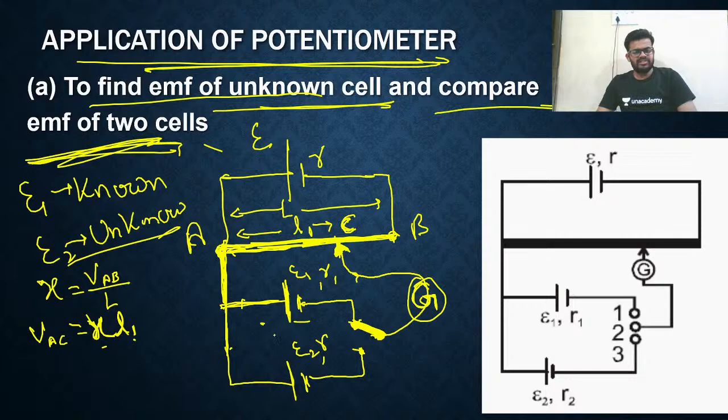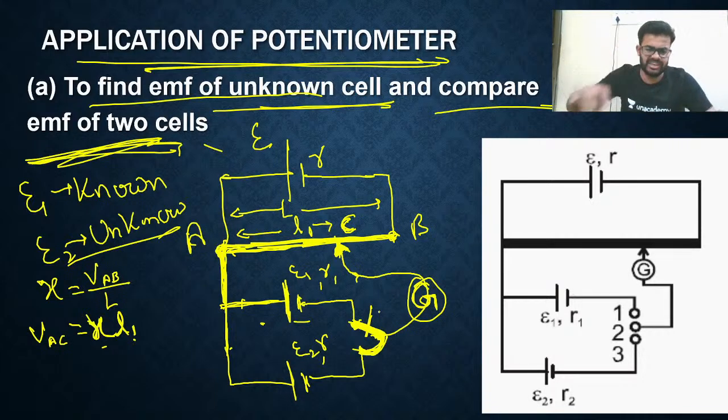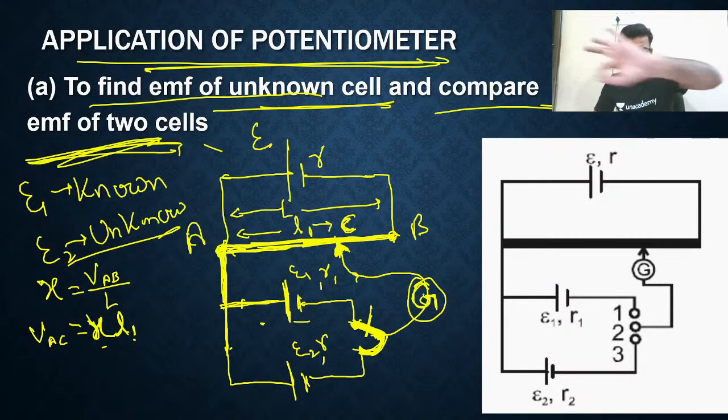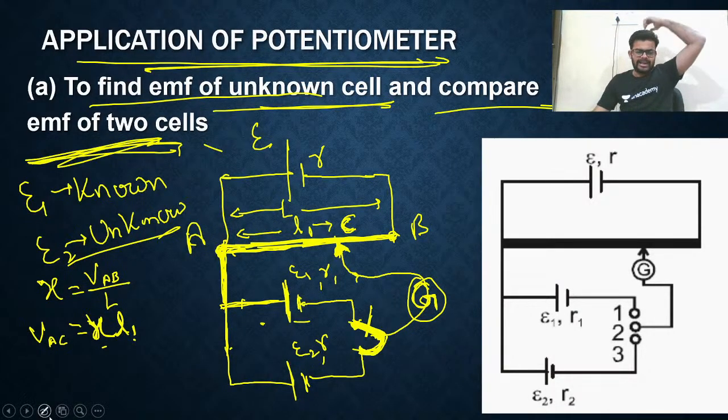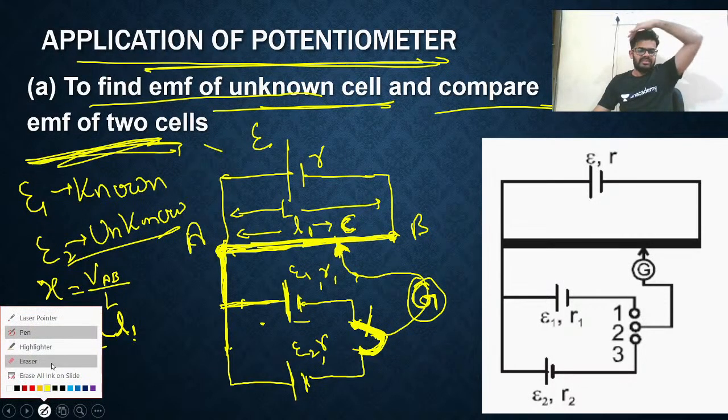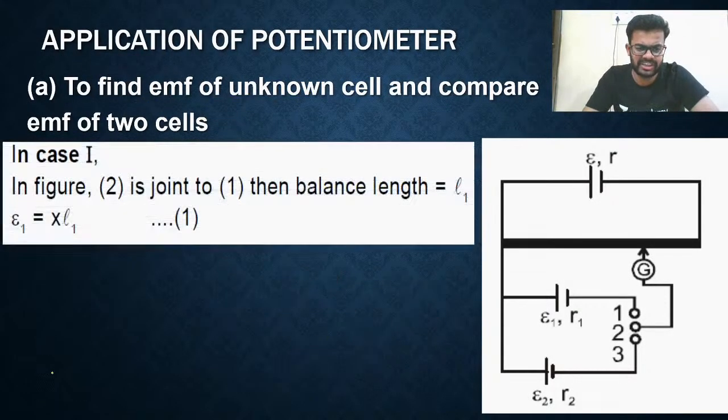Next we can do one more thing. Similarly, let us disconnect this wire and connect it with the second one. Now we have connected this with the second one. Again you move the jockey on the same potentiometer wire, and you will get the L2 length. So you will write again the same way. I have written everything here for you.